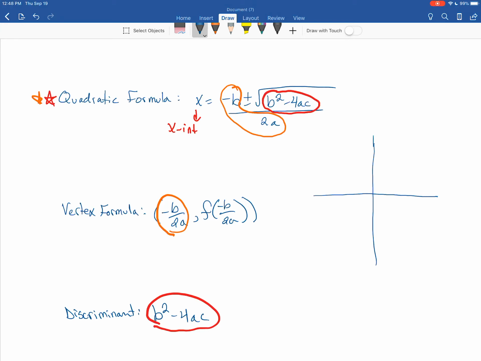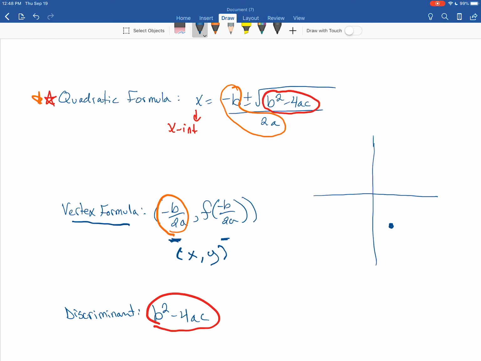So again, the vertex is the very center point of your parabola. So you can find the x value that is the center of your parabola, and then you can plug that value back into your function and find the matching y. So this is just really fancy notation showing you how to find the xy point that is the center of your parabola. So let's say we found that point and that point fell here.